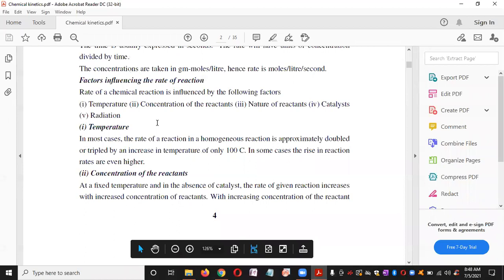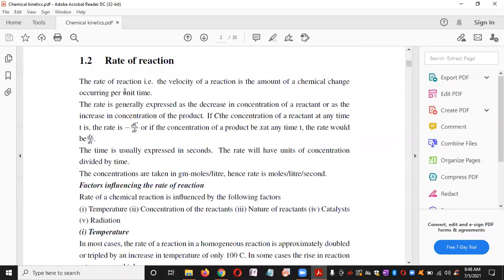Rate influencing factors. So this is the rate of reaction. Generally we mention the rate of reaction as minus dc by dt. Yesterday I told you, C stands for what? Concentration of the reactant.